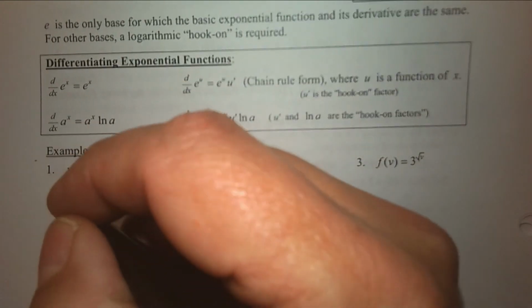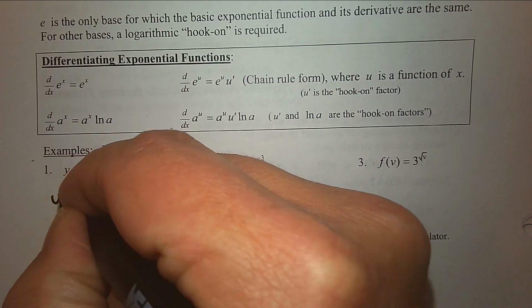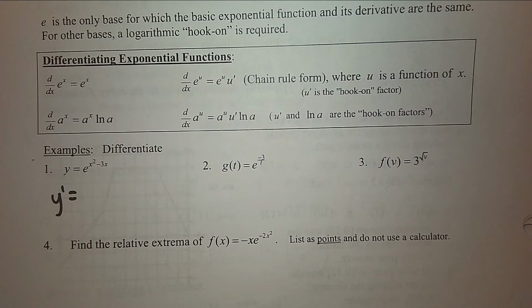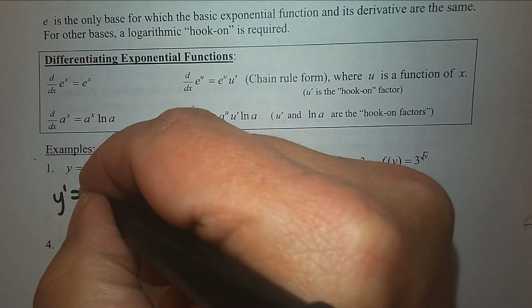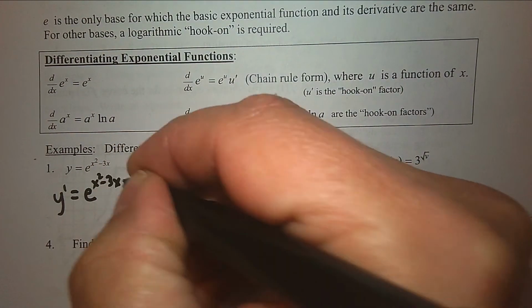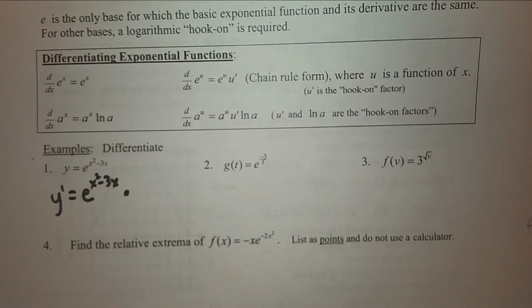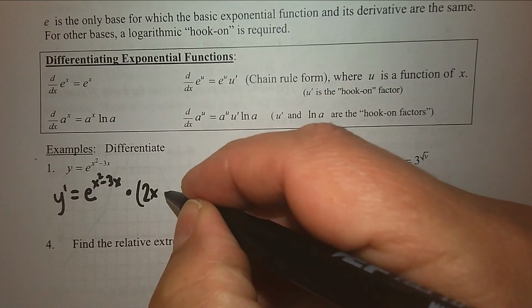Good. Can you write dy by dx? Can you go y prime? Why not? What's the derivative of e to the x squared minus 3x? That'd be e to the x squared minus 3x. When you take the derivative of the exponent, what do you get? 2x minus 3. Done.